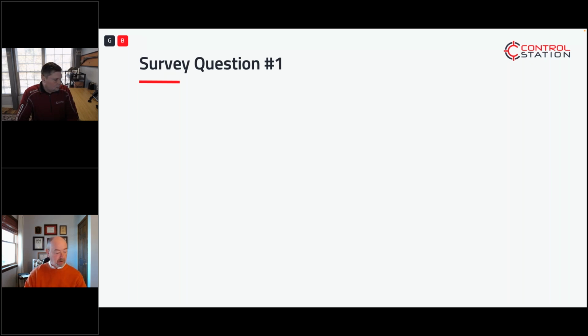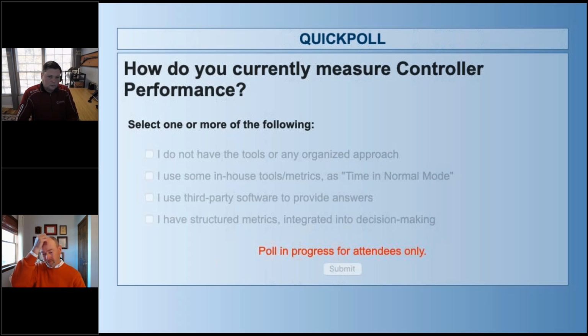Before we get started, we're going to do a quick survey question, and you should see the survey popping up on your screen, and please take a minute to respond and tell us a little bit about how you currently measure control performance. Bob and I have been working in this field for a long time, each of us, and have seen quite a variety of approaches to working with control performance, all the way from we don't do anything up to we've got a really fully complete way of looking at what's going on with controllers in our plant. So be curious to hear your input and feedback on what you're currently doing.